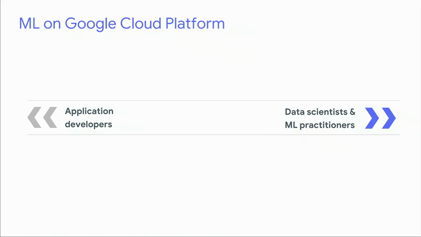So we have a whole spectrum of machine learning products on GCP. On the left-hand side, we have products targeted towards application developers. To use these, you need little to no machine learning experience. On the right-hand side of the spectrum, we have products that are targeted more towards data scientists and machine learning practitioners. So the first set of products I'll talk about is our machine learning APIs. These are APIs that give you access to pre-trained models with a single REST API request.